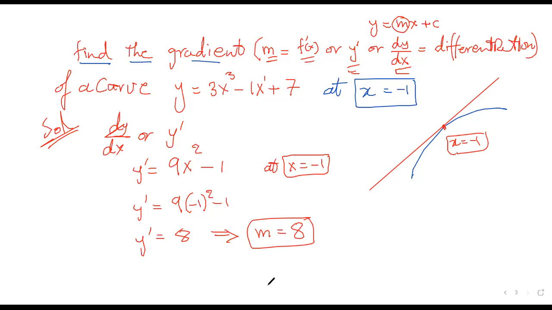Does anyone have any questions? Sir, the square. Negative 1 squared is negative 1 times negative 1, which is equal to positive 1. Okay, 9 times 1 is 9, minus 1 is 8. Correct, well done.